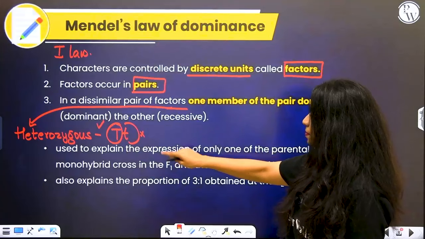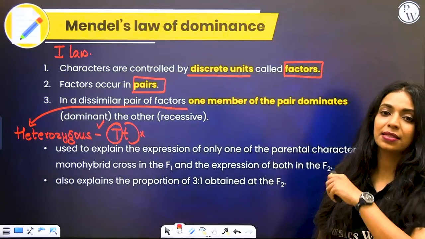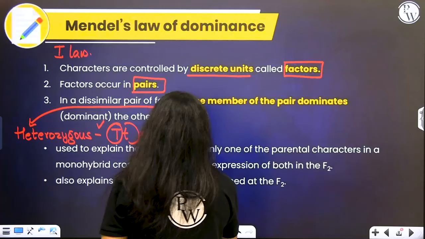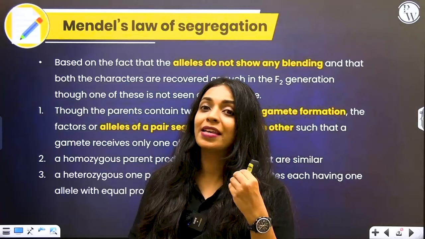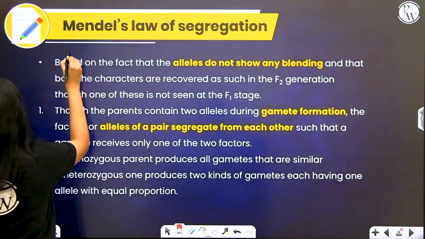Now, what can we use this Mendel's law to explain? This law can be used to explain how only one of the parental characters appeared in the F1 generation, like I already mentioned. What is the other law that he proposed from his observations of the monohybrid cross results? It is the second law of inheritance. It's called the law of segregation.